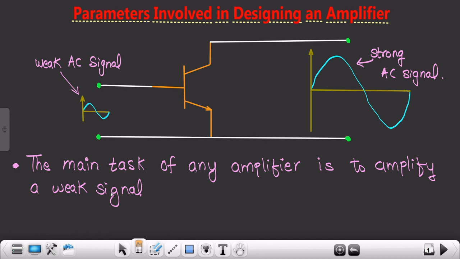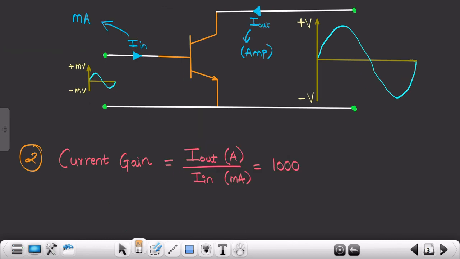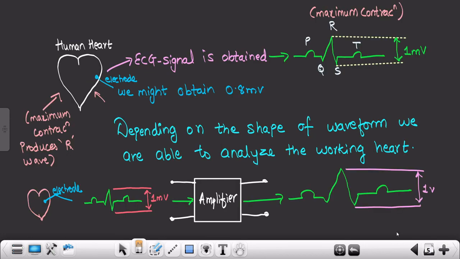So the main task of an amplifier is to amplify a weak AC signal into a strong AC signal. Before coming to the parameters, we'll study why exactly we need an amplifier, or the significance of an amplifier. As I told you, since I'm a biomedical engineer, I know the working of the heart a bit. I'm not aware as of now because I have not revised this concept, but in general I have a basic idea.